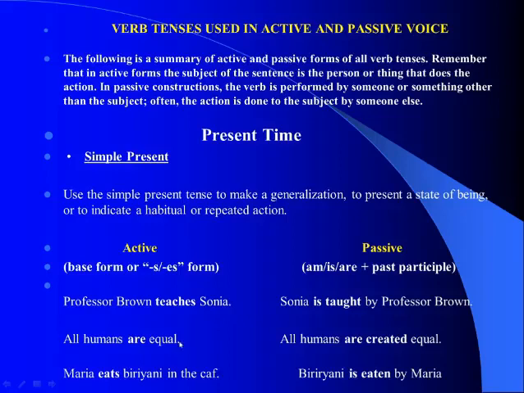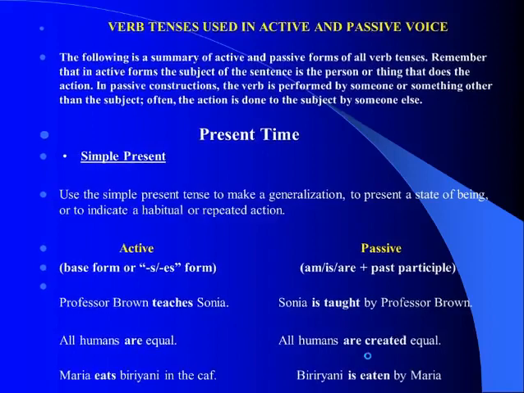All humans are equal. This one we can write this way also: all humans are created equal. The creation is not here, but we can use it because we have become equal because of our creation. Maria eats biryani in the cafe. Biryani is eaten by Maria. Let's go to the next slide. There will be more examples.